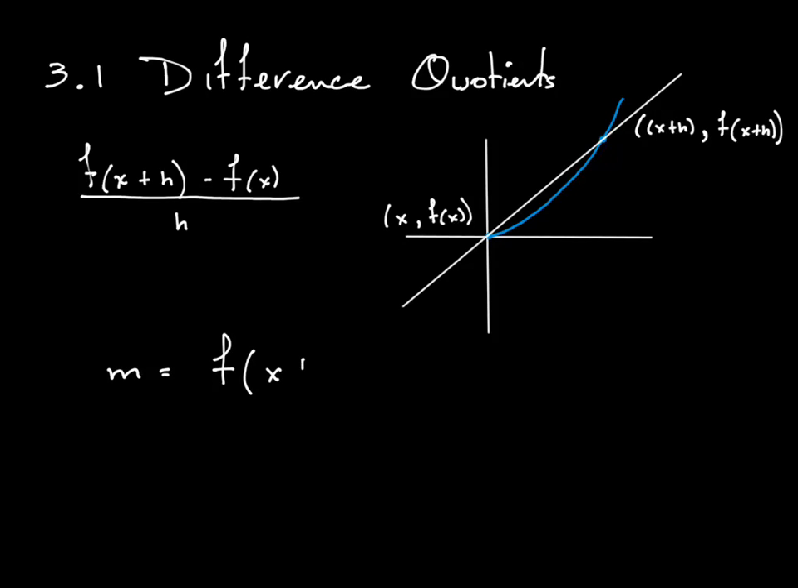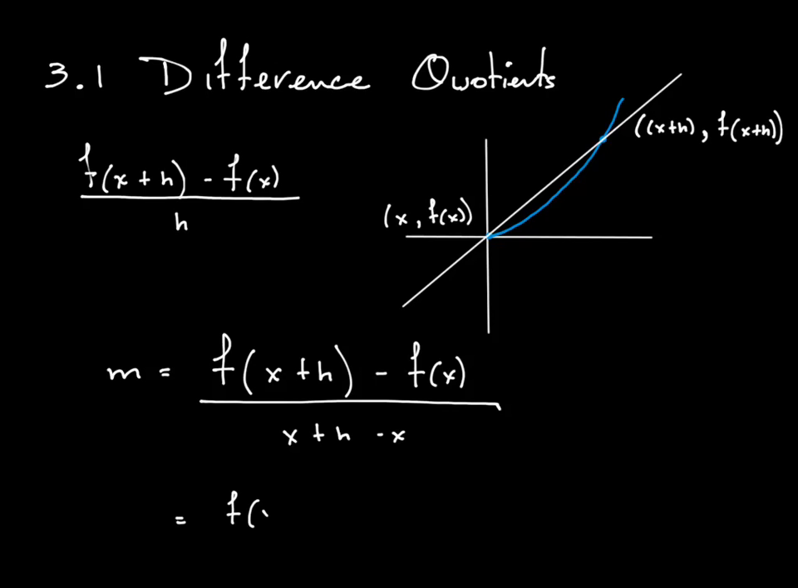The slope is going to be as follows. It'll be f of x plus h minus f of x. So that's y2 minus y1. We're going to divide that by x2 minus x1, so x plus h minus x. In order to get it to the final form, we'll simplify the denominator, where we have x plus h minus x. That's going to equal just, I'm sorry, just h. So there's our formula, f of x plus h minus f of x divided by h.